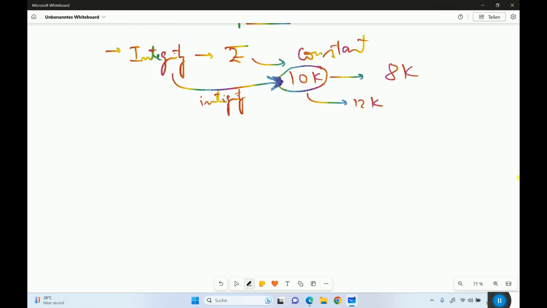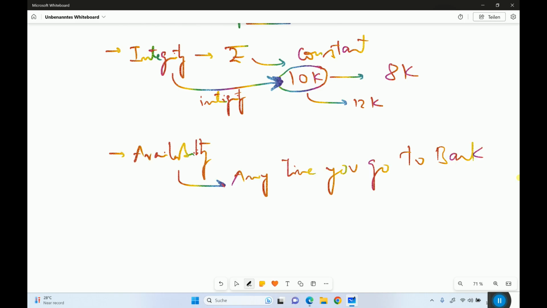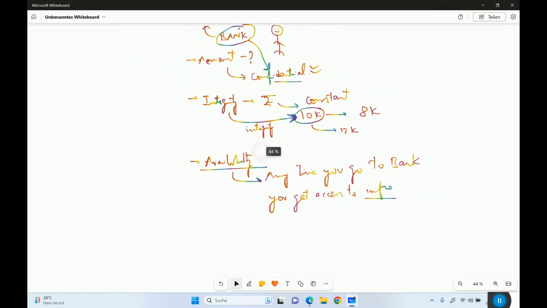Now talking about availability. Availability means anytime you go to the bank, you get access to your information, right? So this means whenever you go to the bank, of course in working hours only, you have access to the information. That is, the information is always available to you. What if you visit a website and the website says, sorry, we are not available right now? It really makes everybody very uncomfortable and very unpleasant. So that is known as availability. That is, information should be available at all times as and when required.